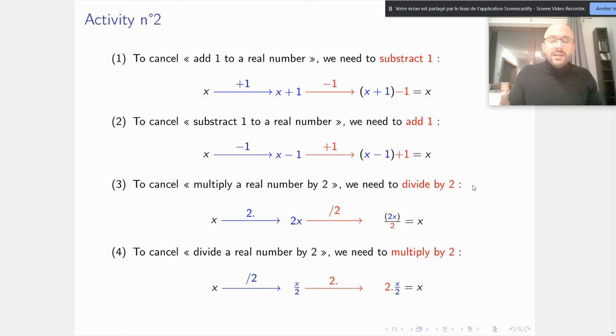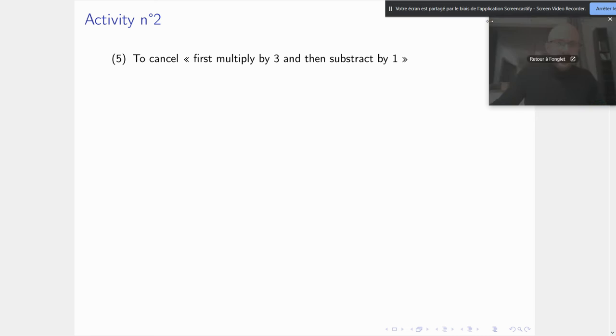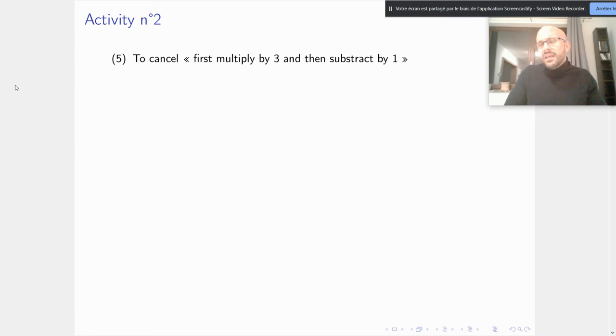So what happens if more operations, sub-operations, are present in one operation? For example, first multiplying by 3 and then subtracting 1. What cancels that operation? It's not as simple as the previous ones. What we can do is use our little scheme to represent this operation and then use our little scheme backwards. Let's see what it gives us.